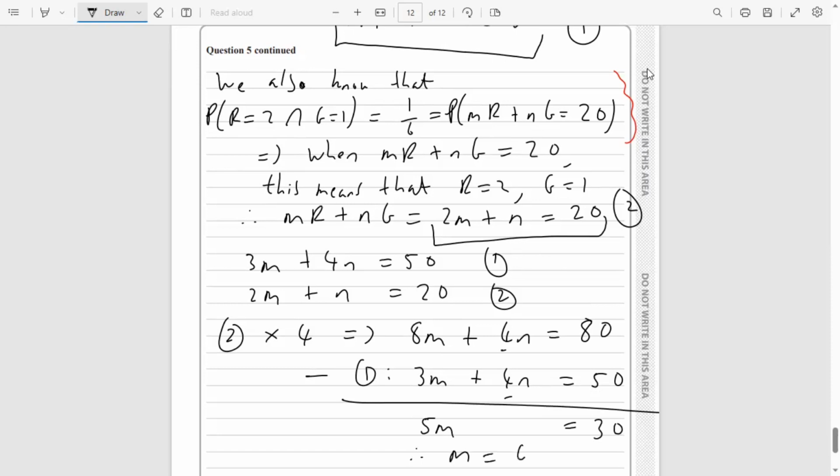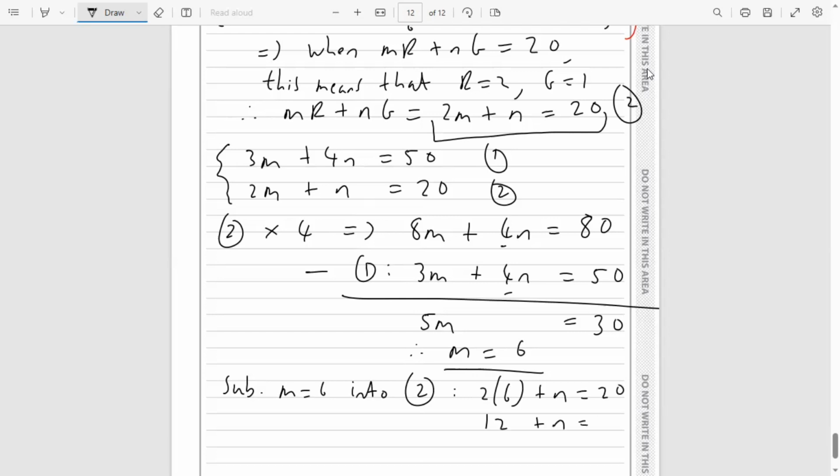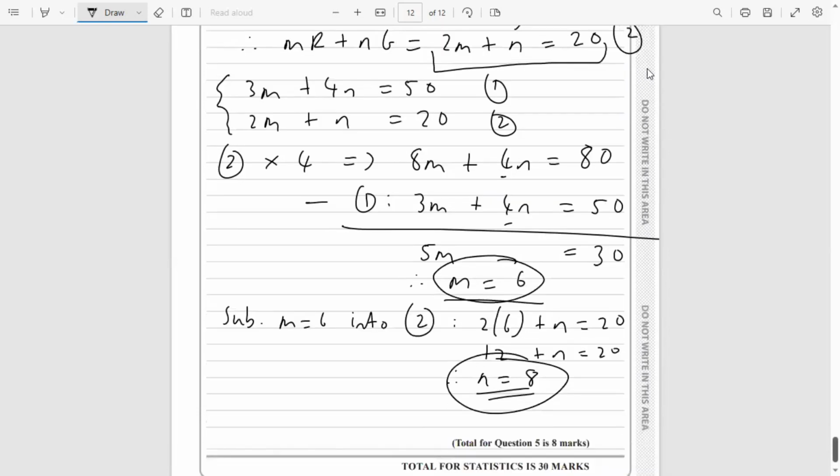We know that M is going to be 6, and therefore we can plug this into one of these equations here. It doesn't matter which one. Let's go with number 2. So sub M equals 6 into number 2, and then we get 2 times 6 plus N is equal to 20. 2 times 6 is 12. 12 plus N is 20. So therefore, that tells us that N must be the number 8, because 20 take away 12 is 8. Brilliant. So we've got M is 6, N is 8, and that is how we would answer that question.